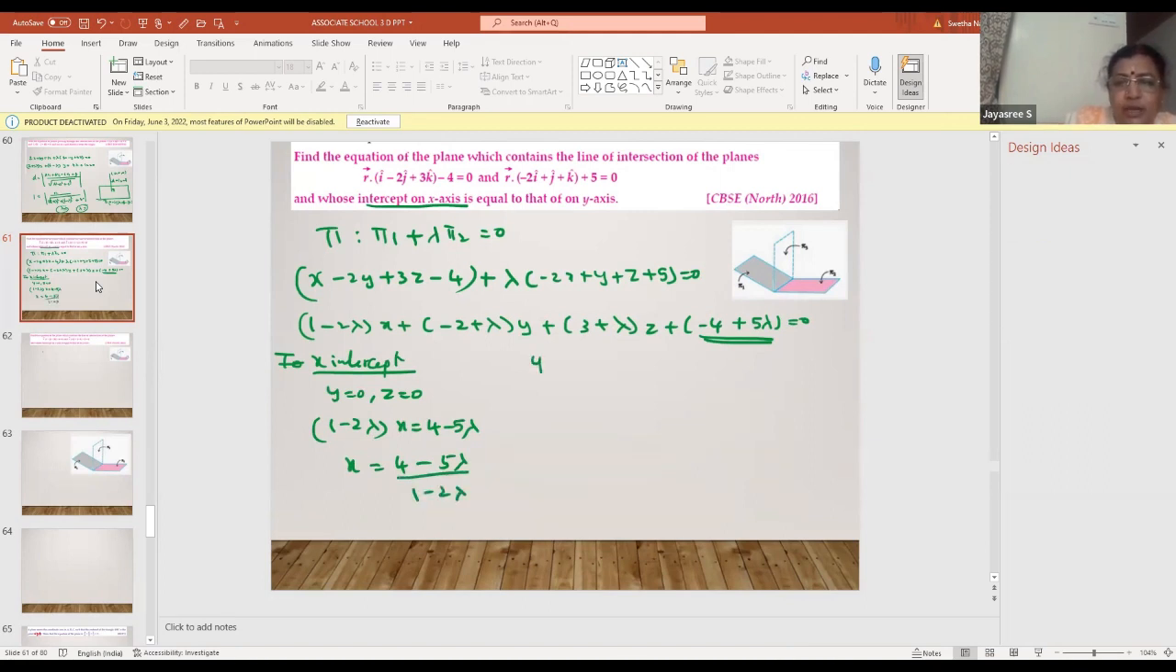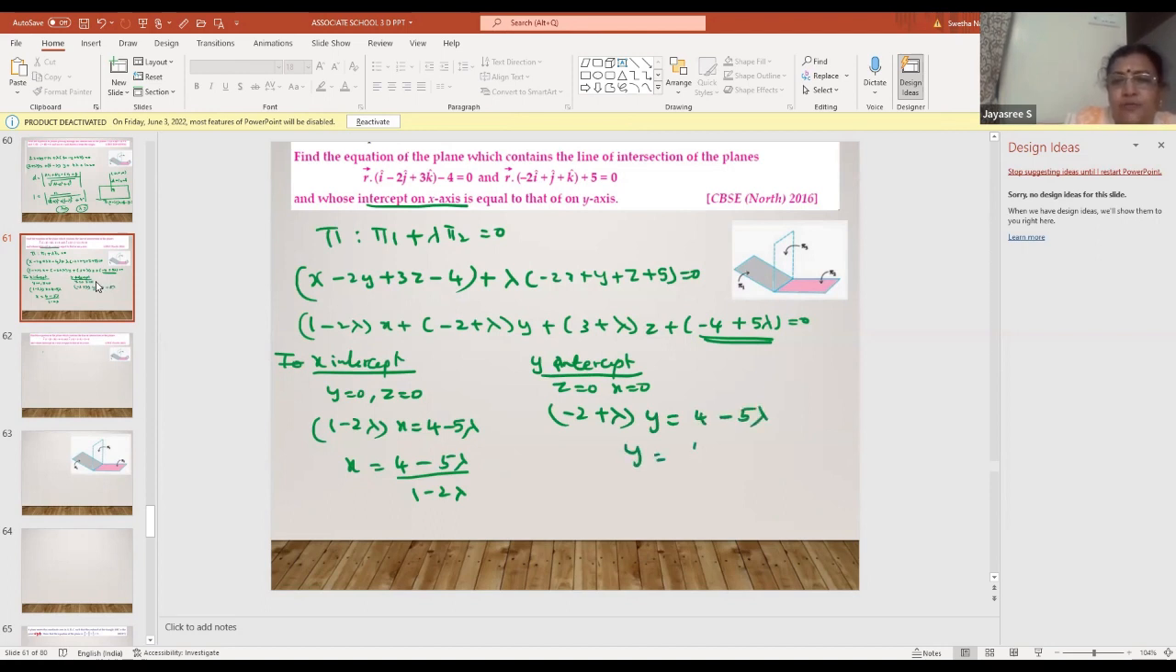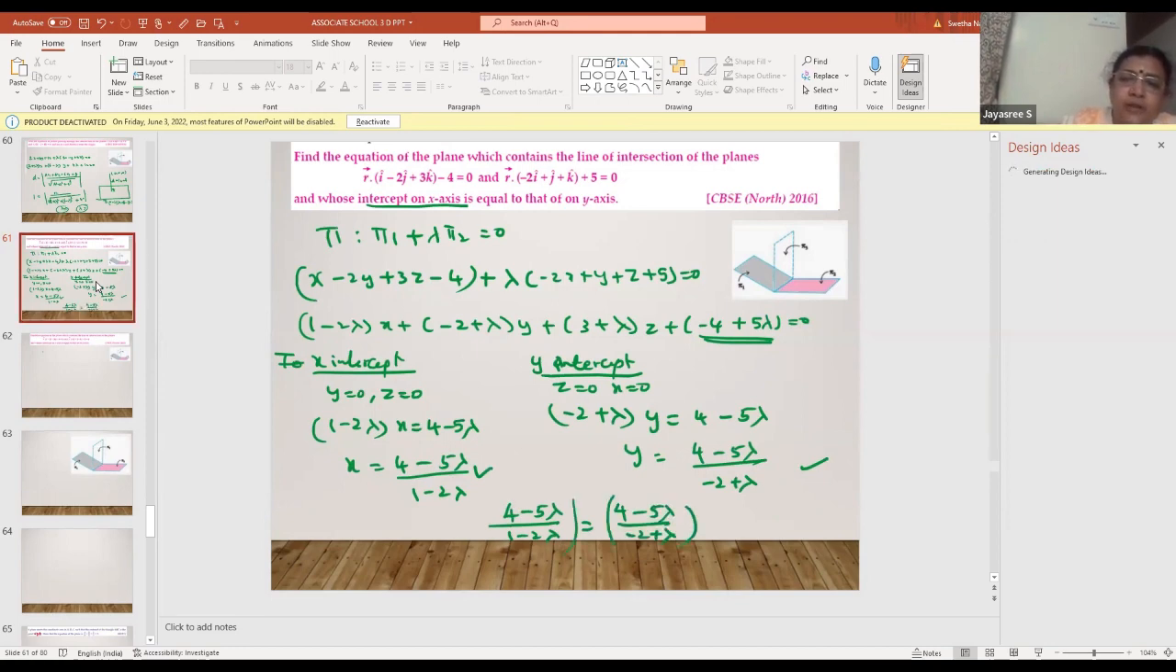And then I write to get the y-intercept. I write z is 0 and x is 0. That makes it so only y will be there. (Minus 2 plus lambda) into y is equal to the constant transposed, 4 minus 5 lambda. y is equal to (4 minus 5 lambda) by (minus 2 plus lambda). You got the x-intercept, you got the y-intercept. Equate both: (4 minus 5 lambda) by (1 minus 2 lambda) equal to (4 minus 5 lambda) by (minus 2 plus lambda).